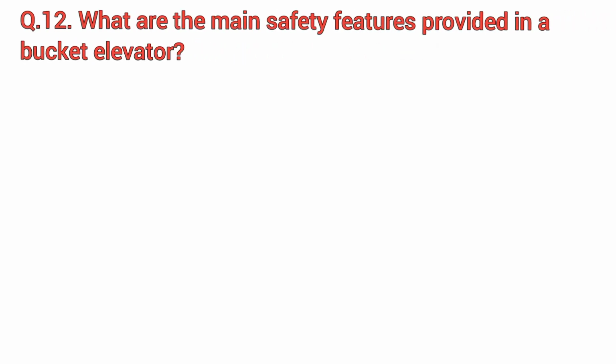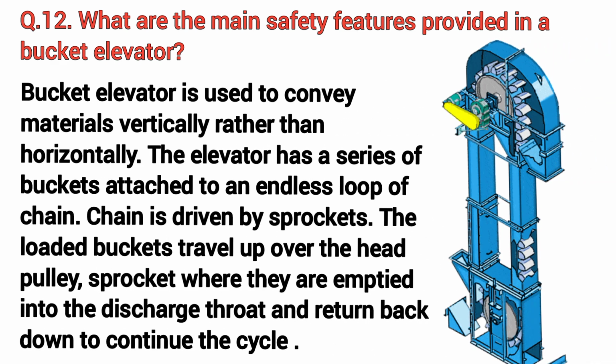What are the main safety features provided in a bucket elevator? Bucket elevator is used to convey materials vertically rather than horizontally. The elevator has a series of buckets attached to an endless loop of chain. Chain is driven by sprockets. The loaded buckets travel up over the head pulley, sprocket, where they are emptied into the discharge throat and return back down to continue the cycle.